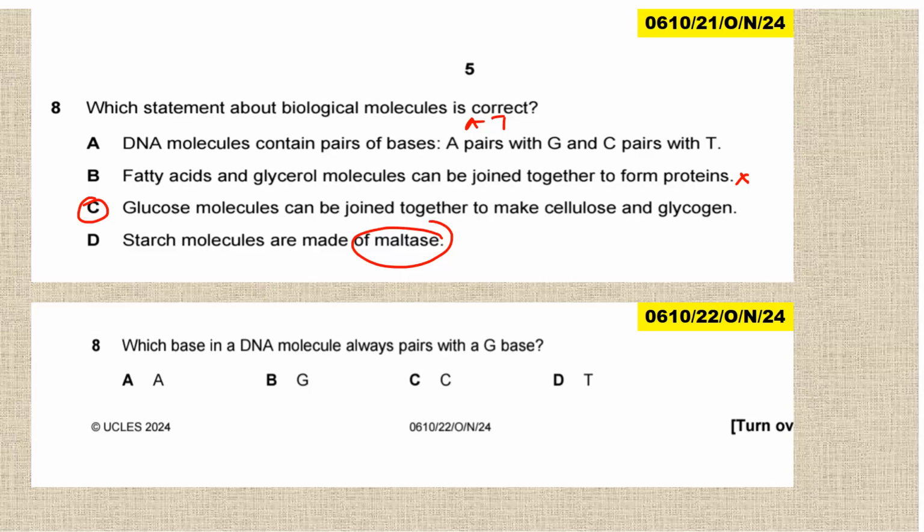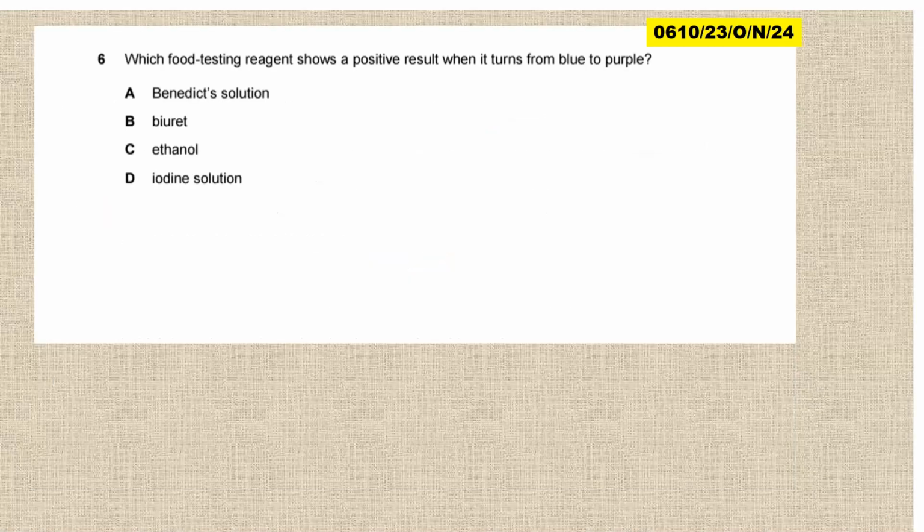Then we look at this question, that is paper 2, variant 2, October, November 2024. Which base in a DNA molecule always pairs with G? The one that pairs with G is C. By now, I'm sure you are familiar with this.